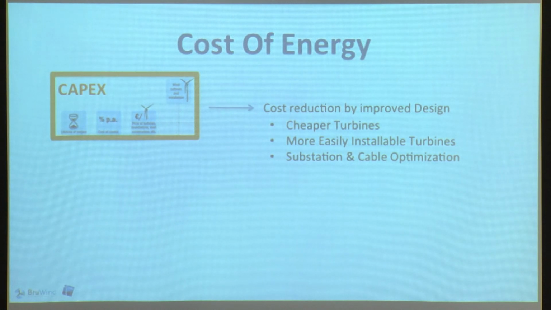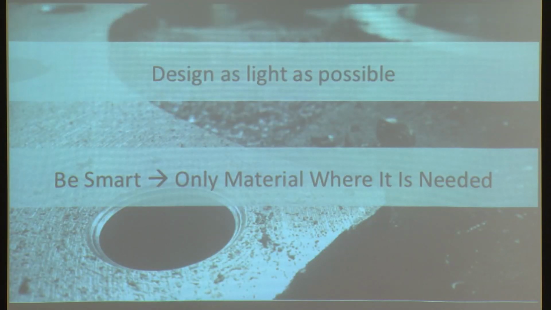On the other hand, it also needs to be as easily installable as possible, because a lot of the cost is in the installation. I will show you this as well. And then with regard to the farm, your substation and the cable is very substantial in cost, so that needs to come down as well. Design as light as possible means be smart. Only use material there where you really, really need it. It means that you need to know what is happening to your turbine, you need to know how design works, and you need to know exactly how to deal with the loads that it is seeing. This has a lot to do with knowledge about the field, and that's coming back later as well.